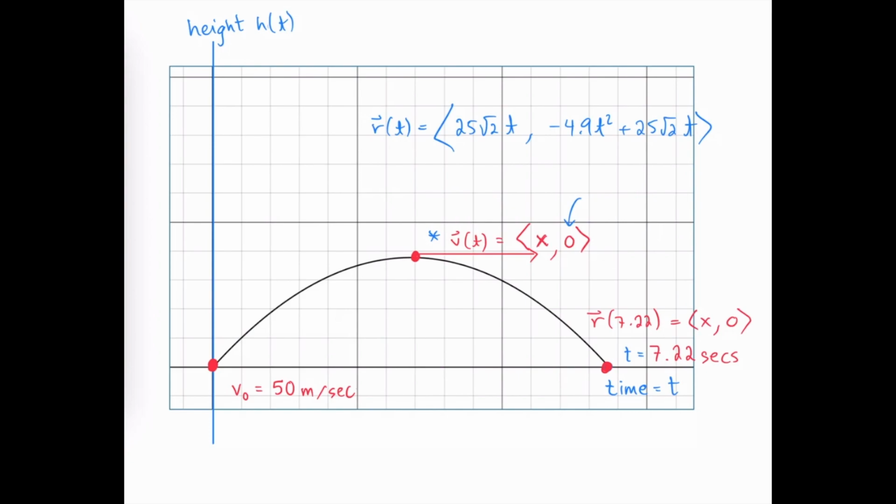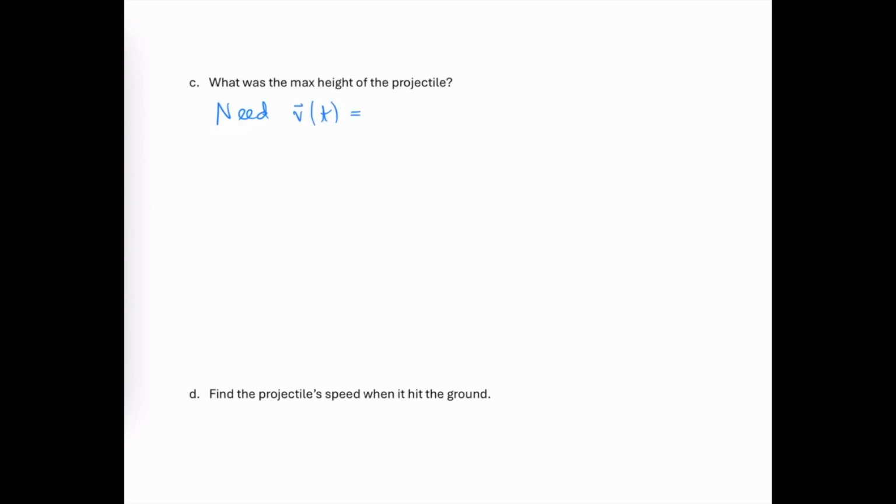We set the y value equal to 0 of the position vector because we know the position of the projectile was at a y-coordinate of 0 when it hits the ground, but we're setting the y-coordinate of the velocity vector equal to 0 because we know that the tangent line is horizontal and there's no movement or no change in the direction of y. So we need to find the velocity vector.